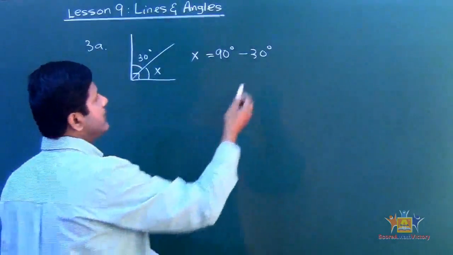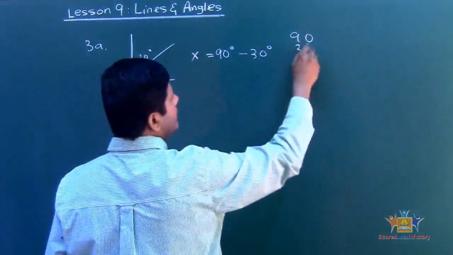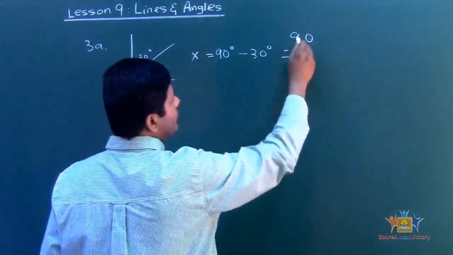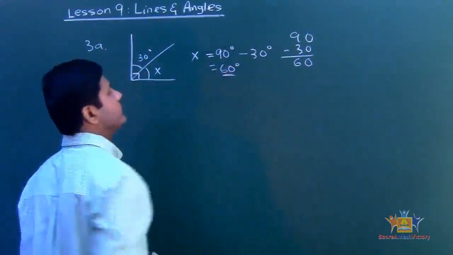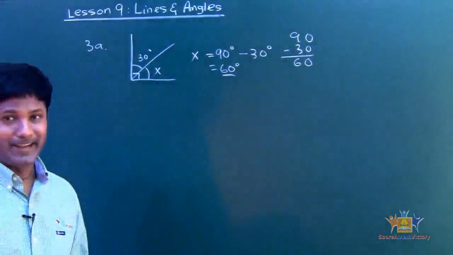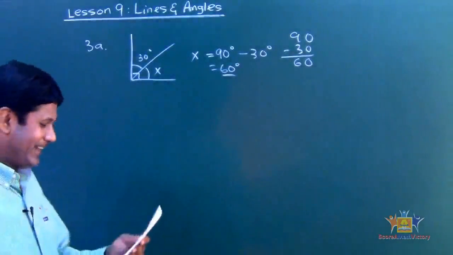Alright, so to do this, line it up. So 90 and 30, minus. 0 minus 0, 0. 9 minus 3 is 6. So X is 60 degrees. There you go. That's your answer. You got it? Good job.